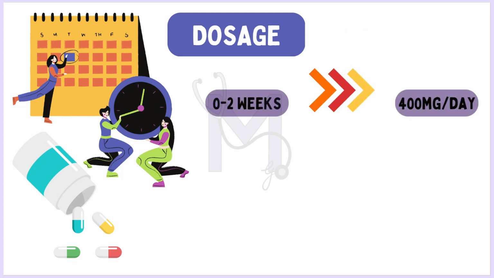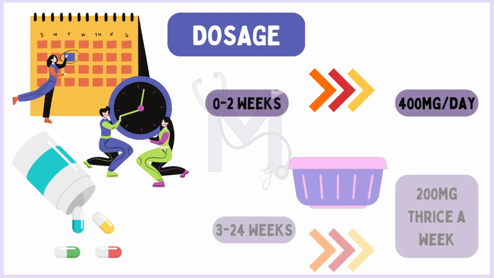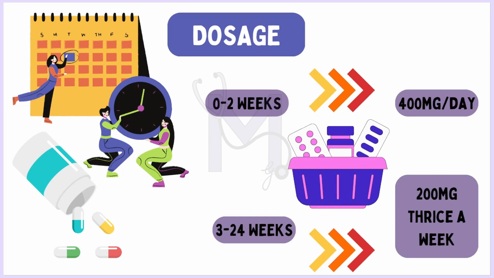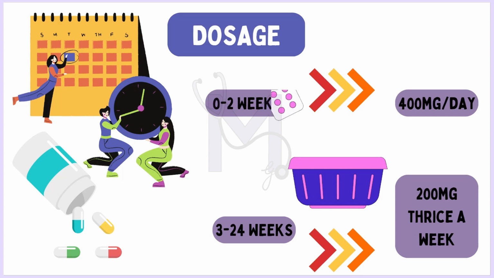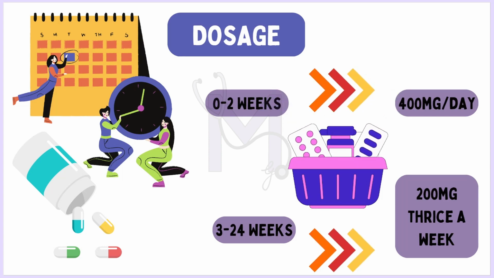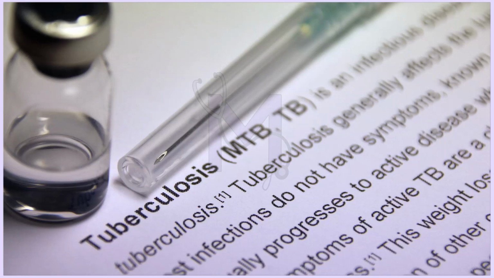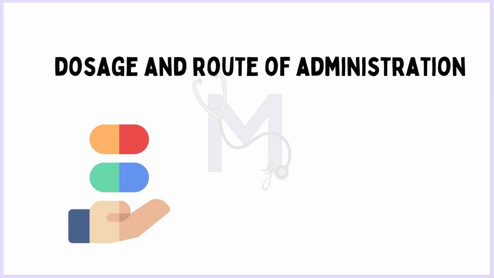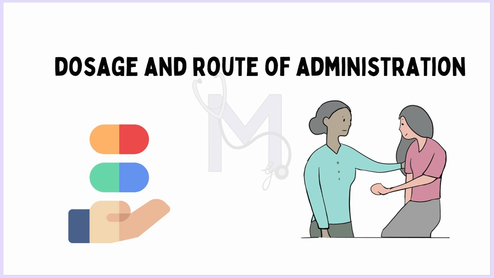In the first 2 weeks, 400 mg per day is given, followed by 200 mg thrice a week till the end of the 24th week. Note that there should be a 48-hour gap between these doses. Since we have discussed the drugs used in tuberculosis infections, now we must understand the dosage and route of administration of these drugs.